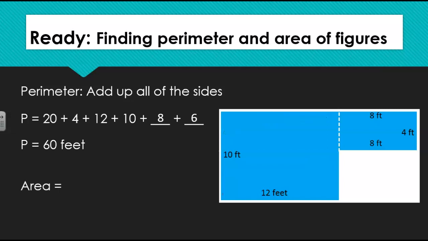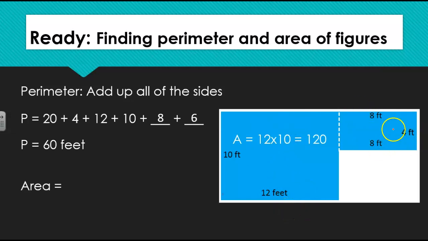When we look at the area, we know that we don't have a formula that we can use to find the combined area of this figure. So we need to split it into 2 figures that we do have formulas for. In this case, we're splitting it into 2 rectangles. To find the area of a rectangle, we multiply the length times the width. The length and the width of the left rectangle are 12 and 10, so we multiply 12 times 10 to get an area of 120 feet squared.